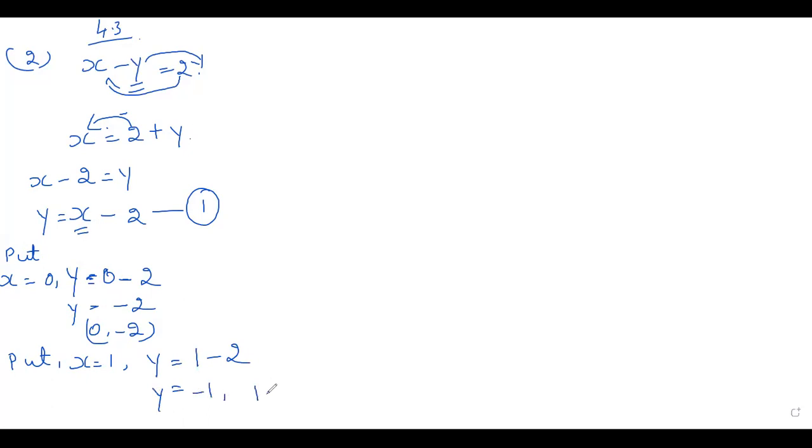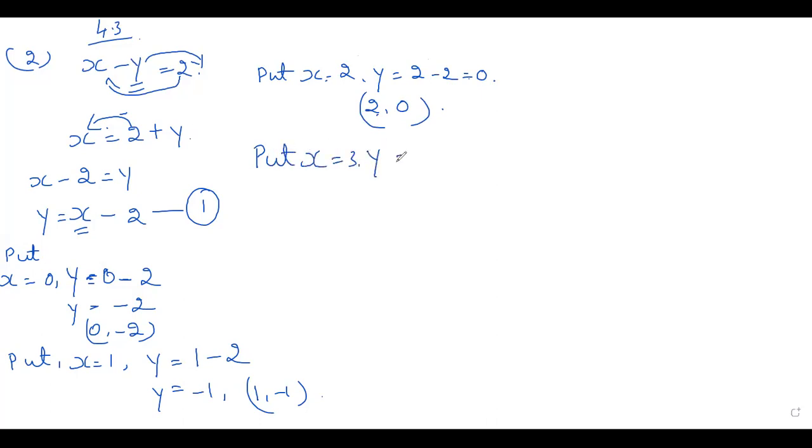What are the points here? 1 and minus 1. Now the third one, put x is equal to 2. Then y is equal to 2 minus 2, that is equal to 0. What are the points here? x is 2 and y is 0. Next, put x is equal to 3. y is equal to 3 minus 2, that is 1. So what are the points here? x is 3, y is 1.